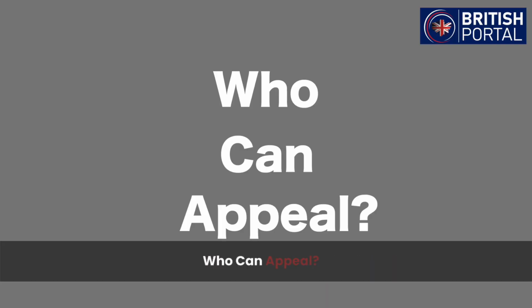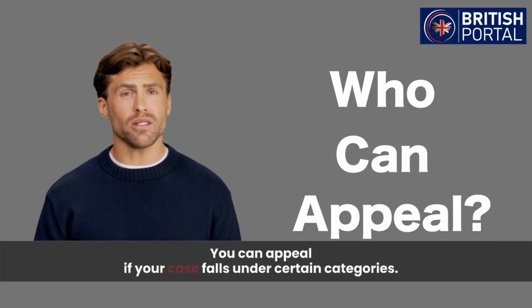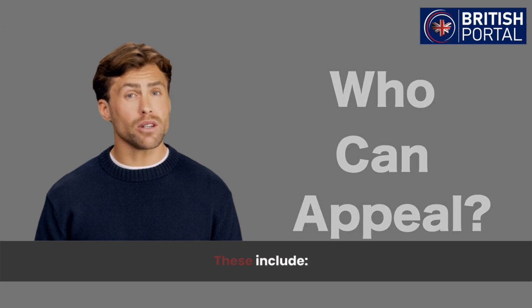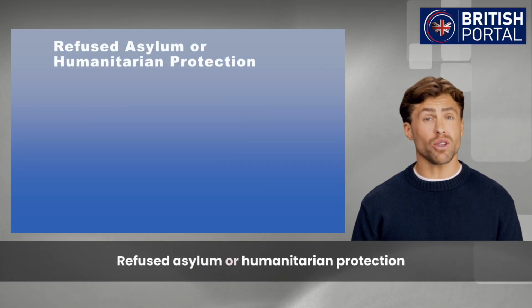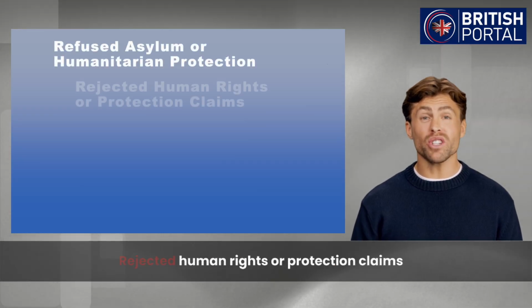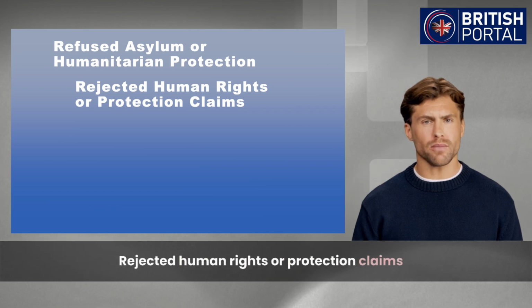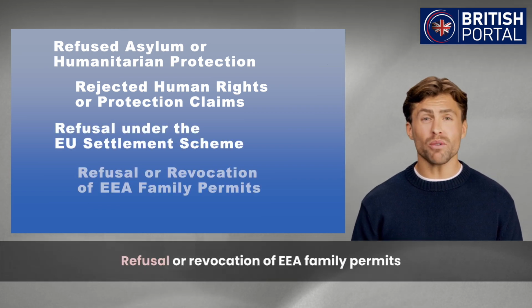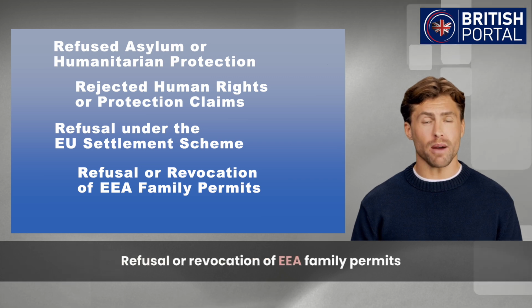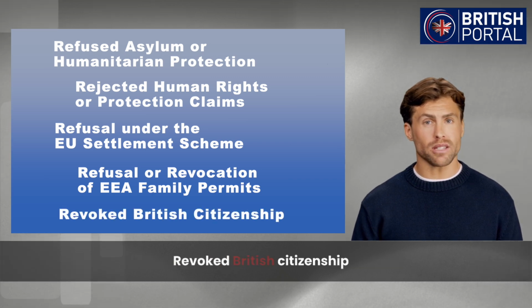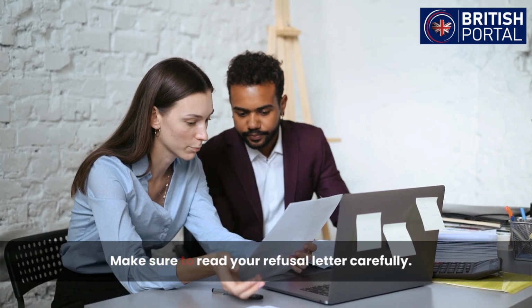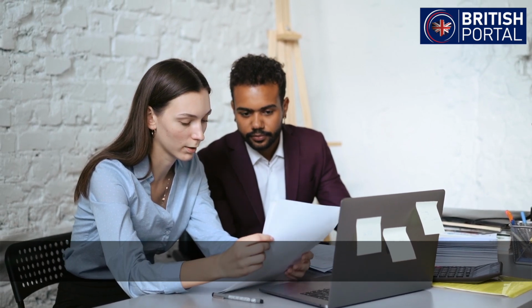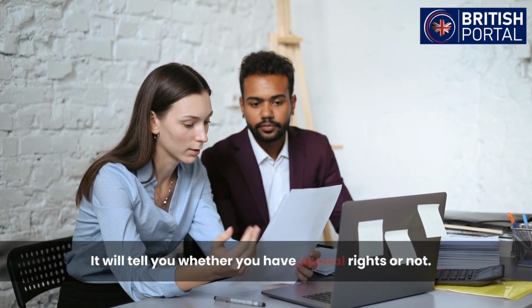Who can appeal? You can appeal if your case falls under certain categories. These include refused asylum or humanitarian protection, rejected human rights or protection claims, refusal under the EU settlement scheme, refusal or revocation of EEA family permits, revoked British citizenship. Make sure to read your refusal letter carefully. It will tell you whether you have appeal rights or not.